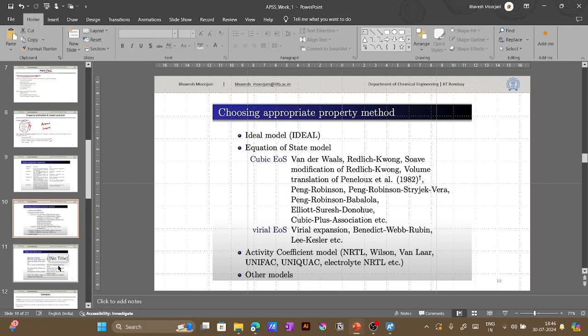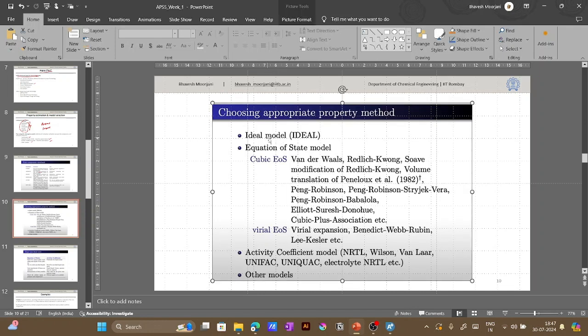If you want a general classification, equation of state models are useful particularly for the vapor phase, if your compound is in the vapor phase. And if you have a liquid phase at, let's say, greater than 10 bar conditions, then using an activity coefficient model will be much more useful, right?